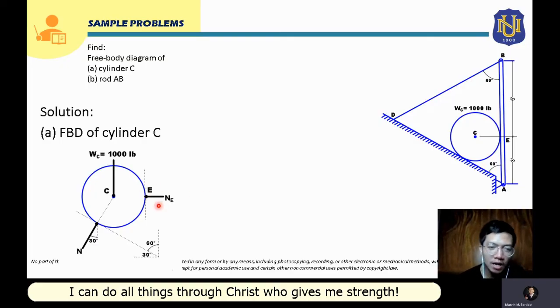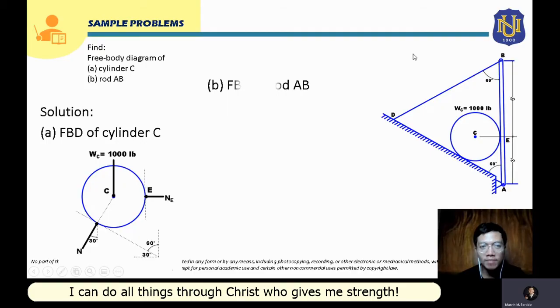So also, if we are going to extend the line of action of this NE and this N, the normal force here, they will all meet here at the center. So this will also form a concurrent force system. Okay, so this will now be the free body diagram of cylinder C.